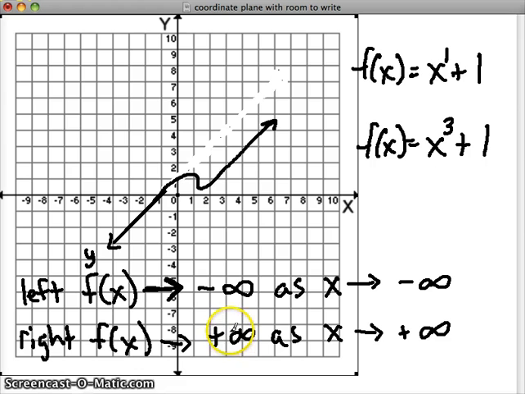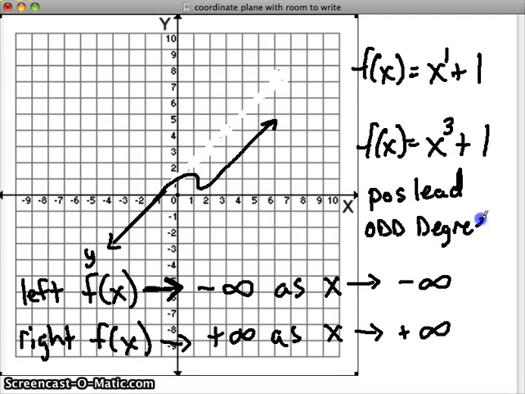And that's true of all odd degrees. So anytime we have a positive leading coefficient and an odd degree or an odd exponent, this will be the pattern of our end behavior every time, regardless of the polynomial function. We could have x to the 5th, we could have x to the 11th. It would all have a similar end behavior. And what would be different is what's going on in the middle there. Alright, so that's for all positive leading coefficients.